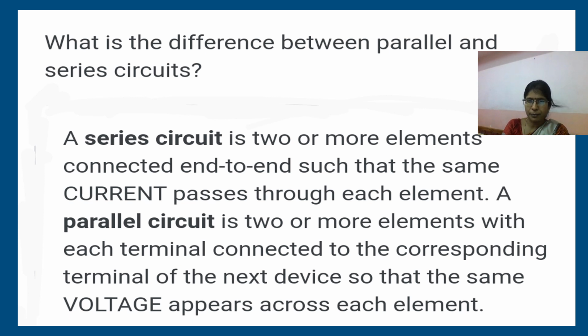Shall we recollect? A series circuit is the one in which all the components are connected end to end and the same amount of current flows through it. Whereas in a parallel circuit, the components are connected with each terminal connected to the corresponding terminal of the next device, and they maintain the same voltage across each element. So this is the difference between series and parallel connection.